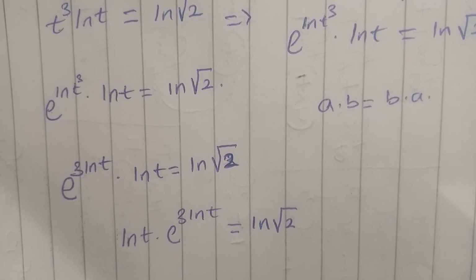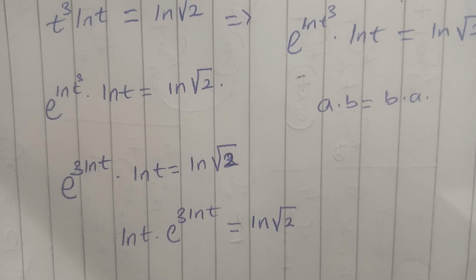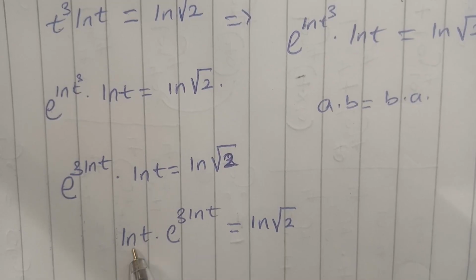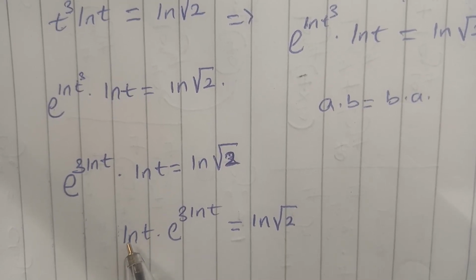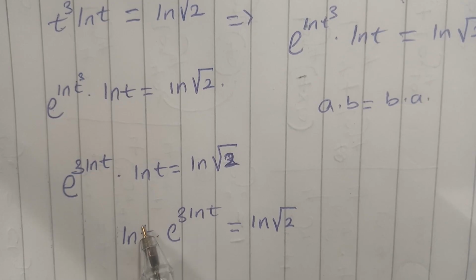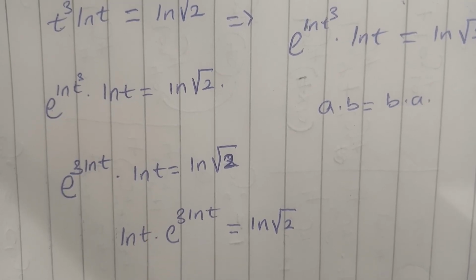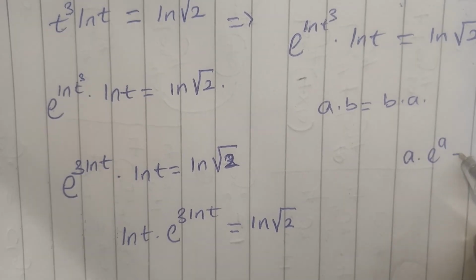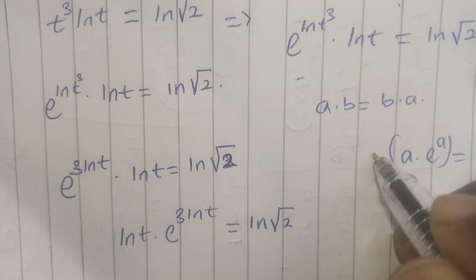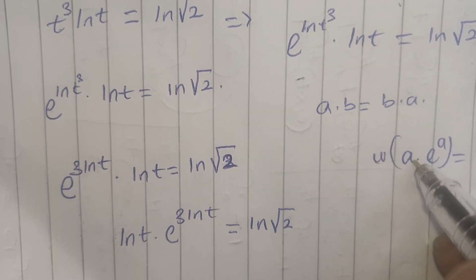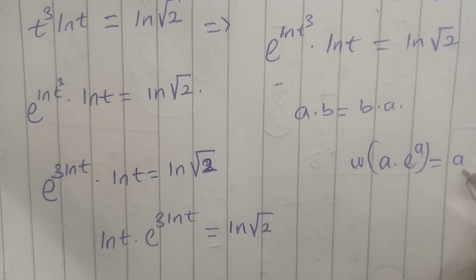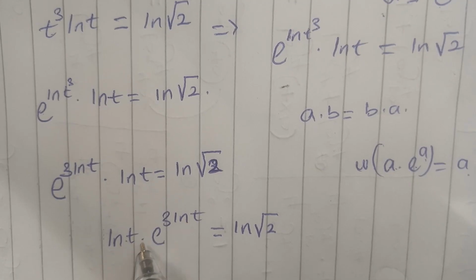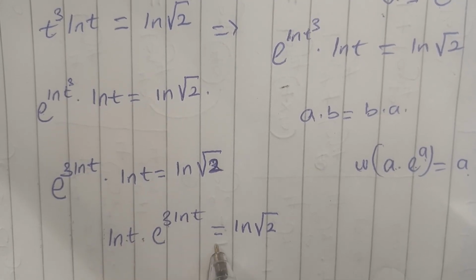Since we are having this, we want to apply the Lambert W function at this point. If we are to apply the Lambert W function, remember the Lambert W function rule says we have a times exponential a is equal to a. If you take the Lambert W function of a exponential a, it is equal to a. But if we look at this, we are having ln of t times exponential 3 ln of t equals ln of root 2.